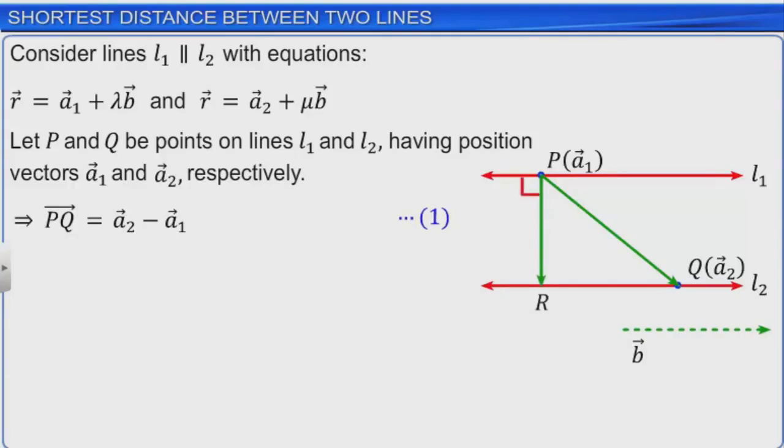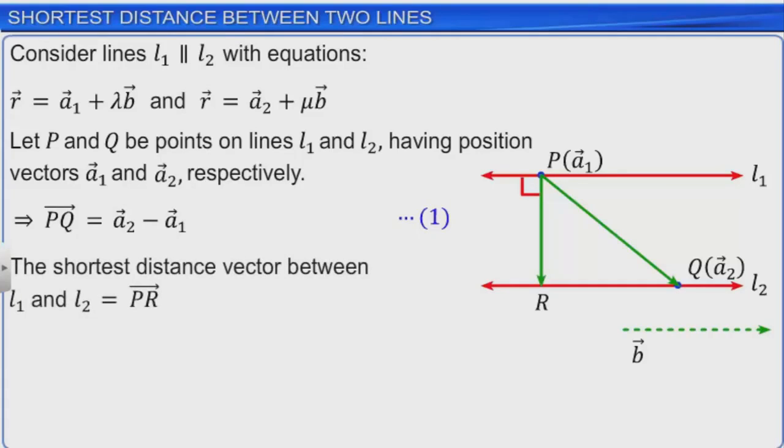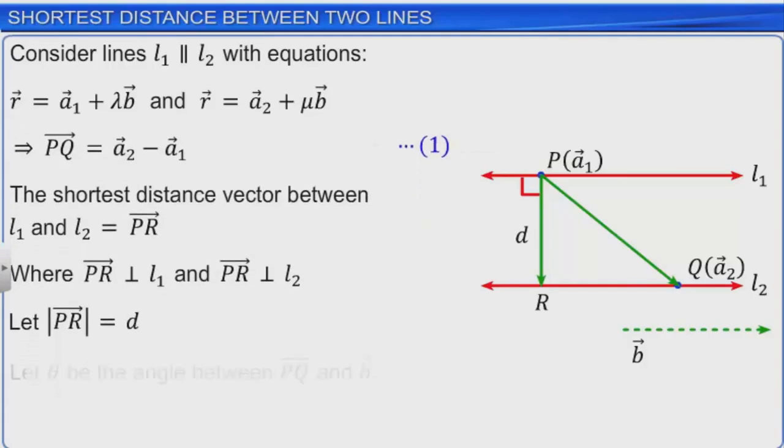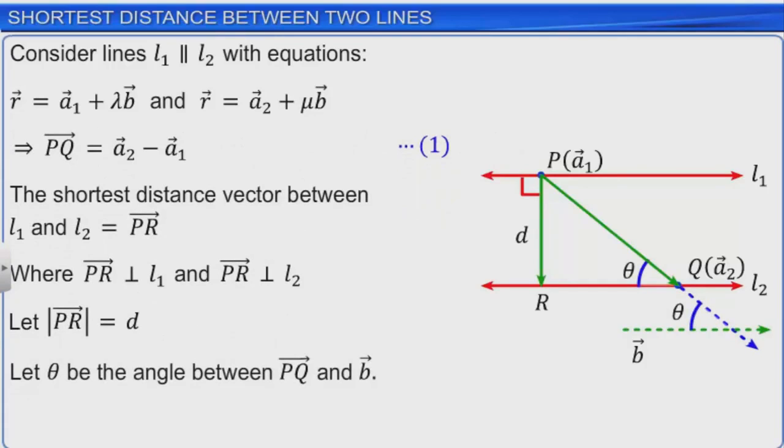Draw a perpendicular from point P on line L1 that meets line L2 at R. Now, vector PR represents the shortest distance vector between lines L1 and L2. Magnitude d of vector PR is the shortest distance between the lines L1 and L2. Let theta be the angle between vectors PQ and vector B that is parallel to both lines L1 and L2. Thus, by formula, the cross product of vector B and vector PQ is represented by equation 2.